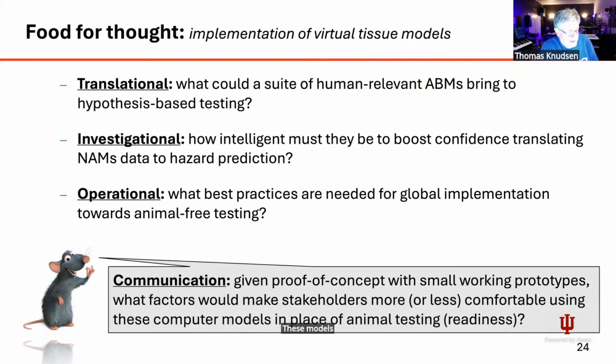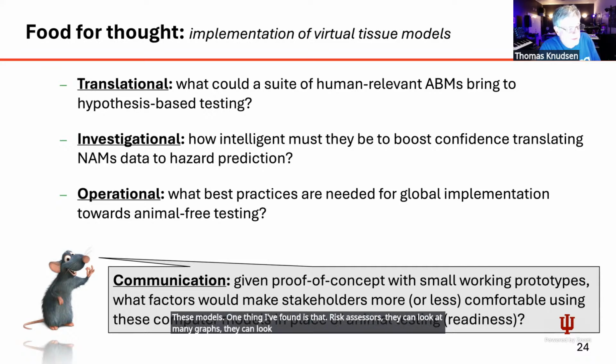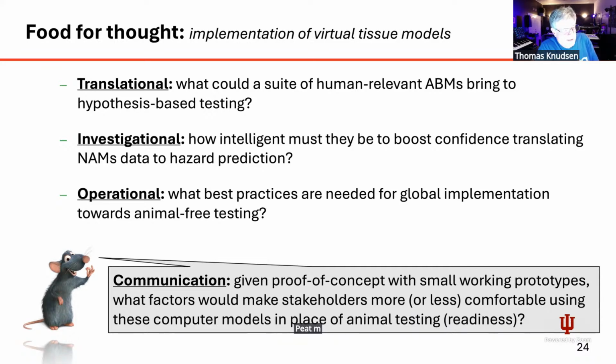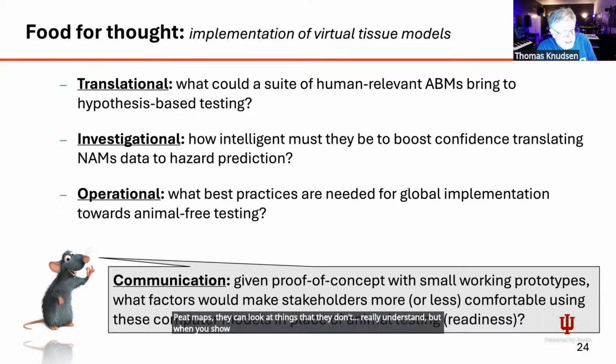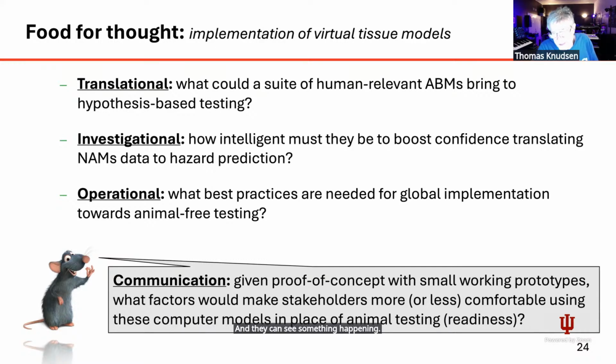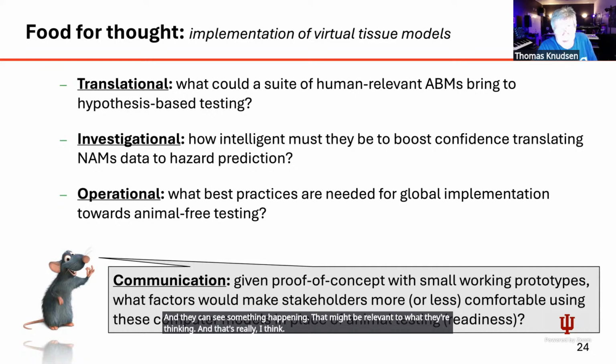One thing I found is that risk assessors can look at many graphs, they can look at tables, they can look at heat maps, they can look at things that they don't really understand. But when you show them anatomy, they understand anatomy, and they can see something happening that might be relevant to what they're thinking. And that's really, I think, a good way of implementing these models in a more translational way.